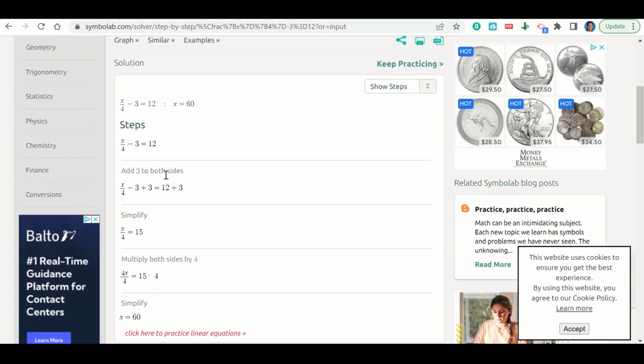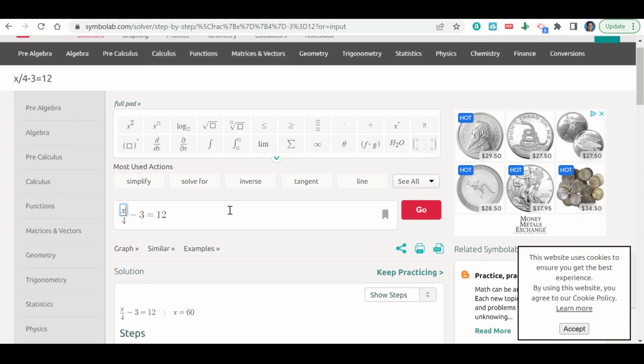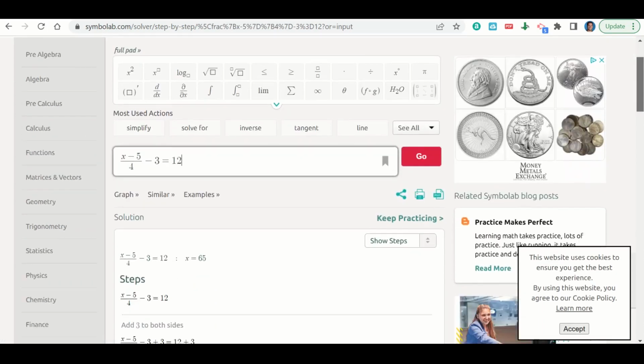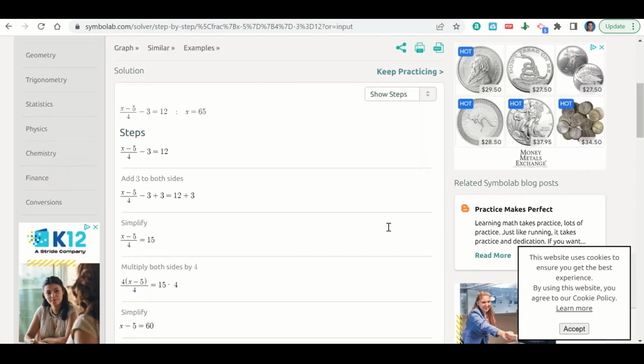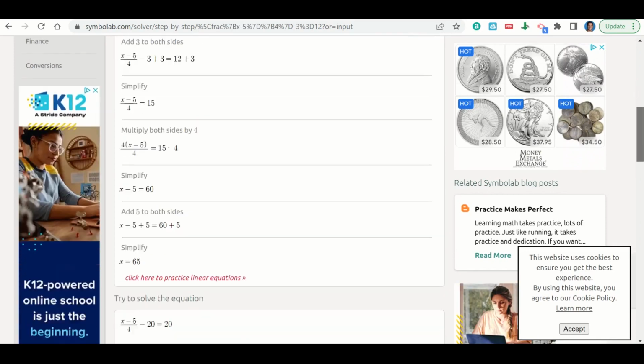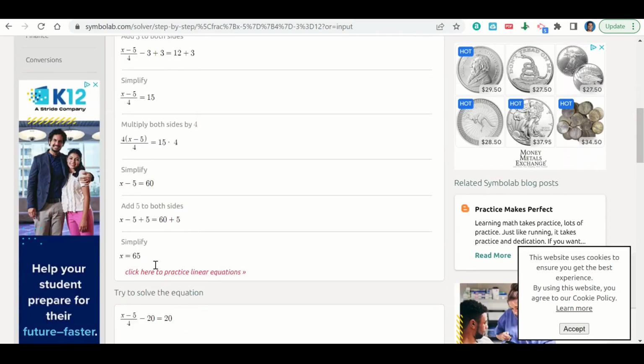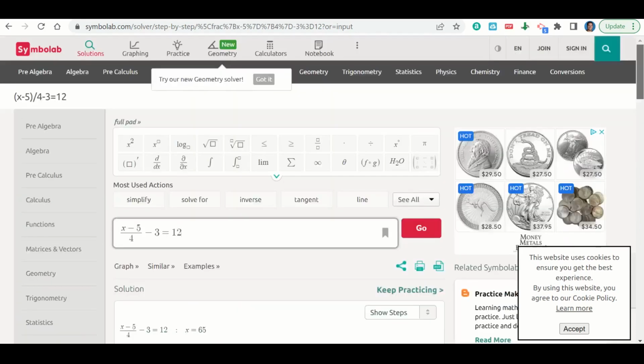So it tells us first we should add 3 to both sides. And we end up with x over 4 is equal to 15. It says now multiply both sides by 4. So we multiply both sides by 4, and we get x equals 60. So it shows us step by step, and we could make this as complicated as we want to. This could be x minus 5 up here. Now we click go. It'll still tell us how to do it. So it'll say add 3 to both sides, multiply both sides by 4, and then add 5 to both sides, and we get 65. So we can use Symbolab to help us check our work when dealing with multi-step equations.